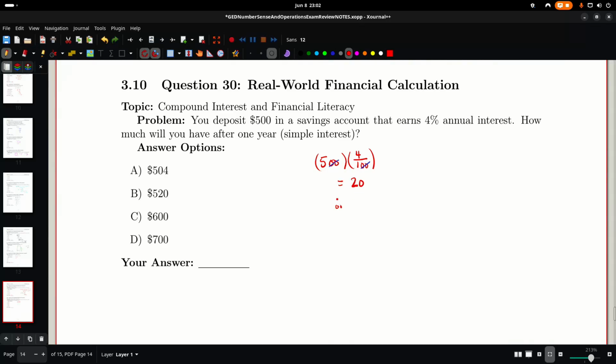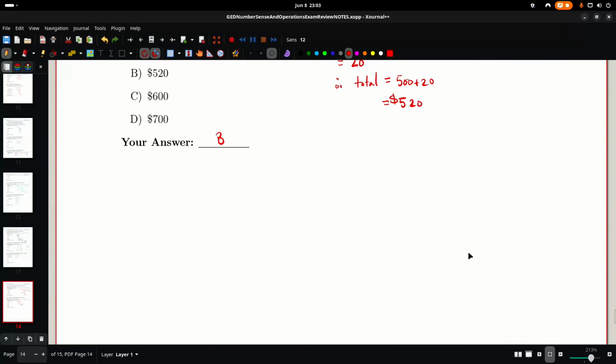So therefore, the total worth is now $500 plus $20, which gives us $520. Okay, which is B. All right. Great.